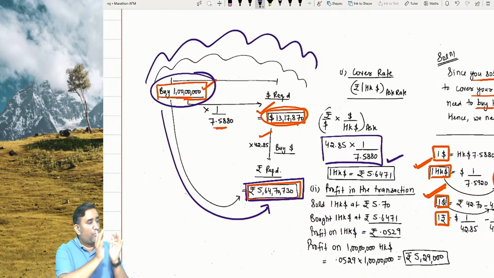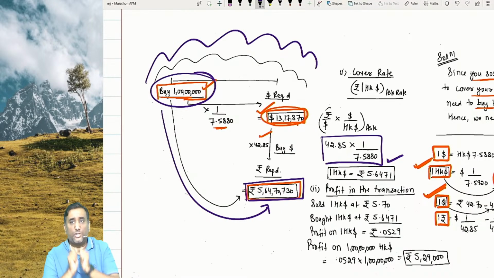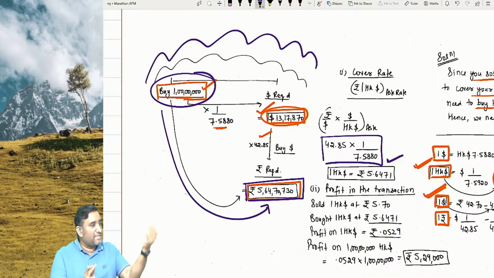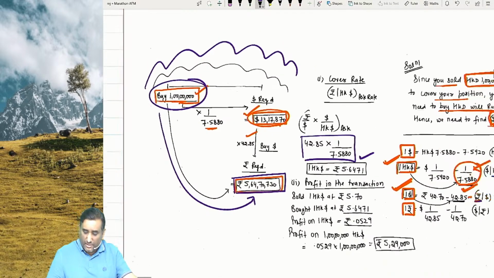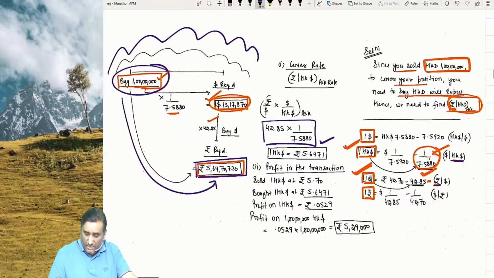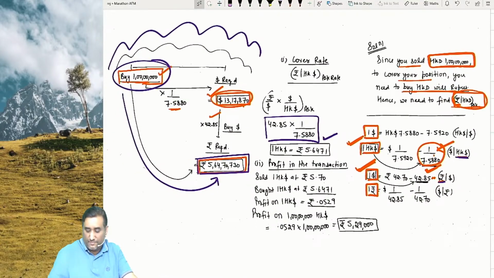It's as good as to buy HKD, how many US dollars are required? To buy those US dollars, how many rupees are required? And that is exactly what we are multiplying, the HKD rate and the dollar rate. Now check this out. Very, very important.